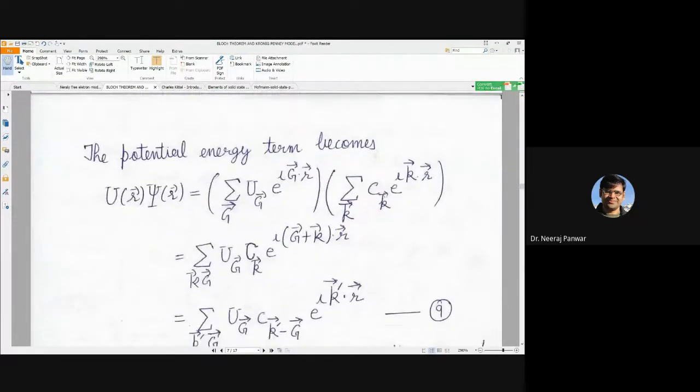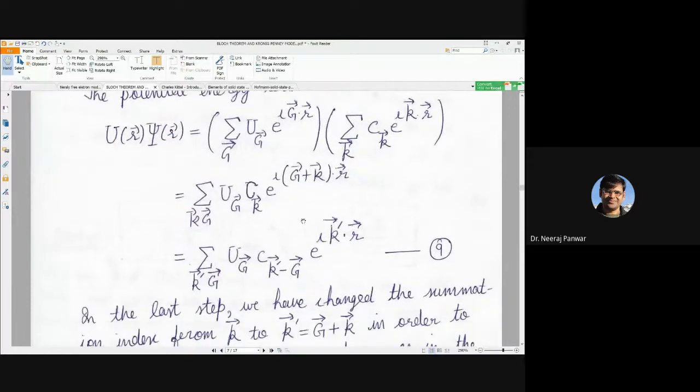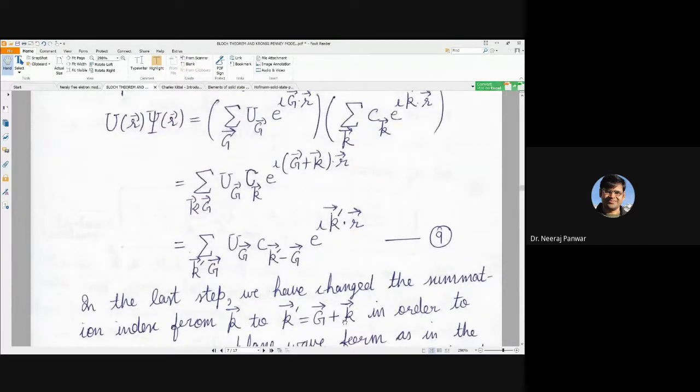In order to do the matching, we write the sum of k plus g by another wave vector k prime. So now, the vector sum of k plus g is replaced by k prime, and the potential energy term would be summation over k prime, g of U_g c_(k prime minus g) e to the power i k dot r. Now you see the potential energy term and the kinetic energy term have the same kind of exponential.